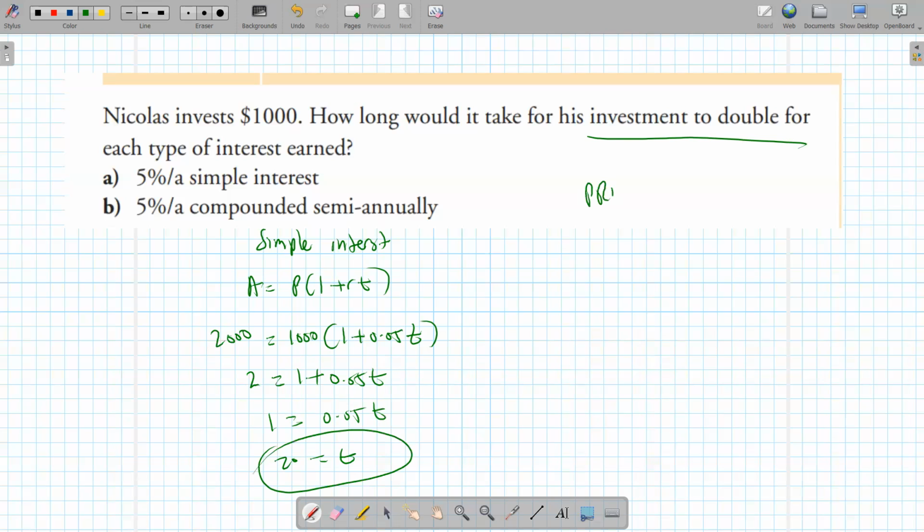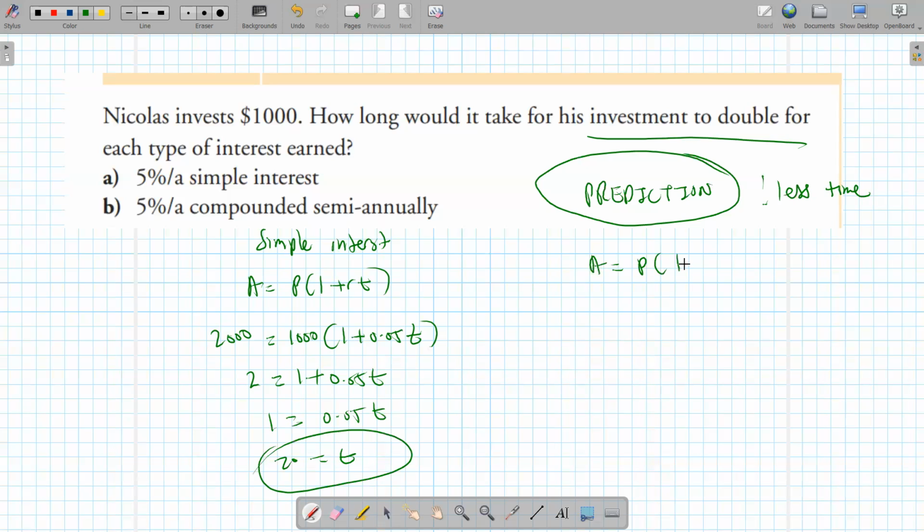Prediction: for compound interest, is it going to take us more time or less time for it to double? Less time. Definitely right, absolutely right, because you're going to earn interest on interest. So now what's the formula for this one? A equals P times (1 plus i) to the power of n, yeah?